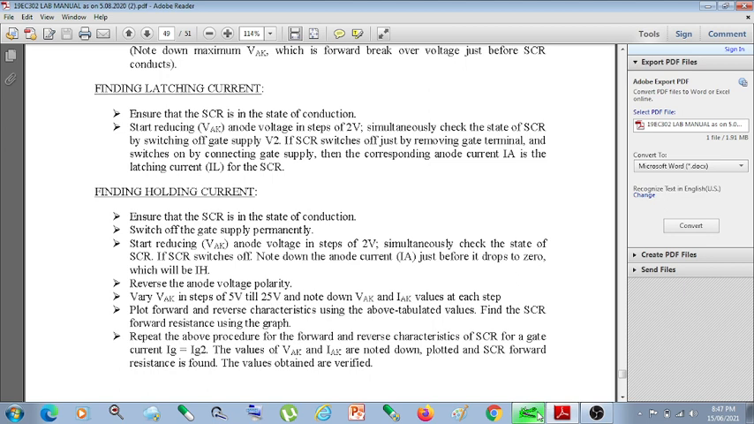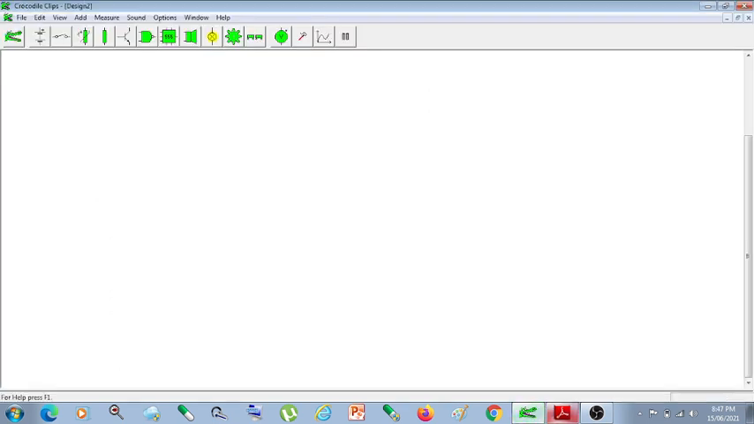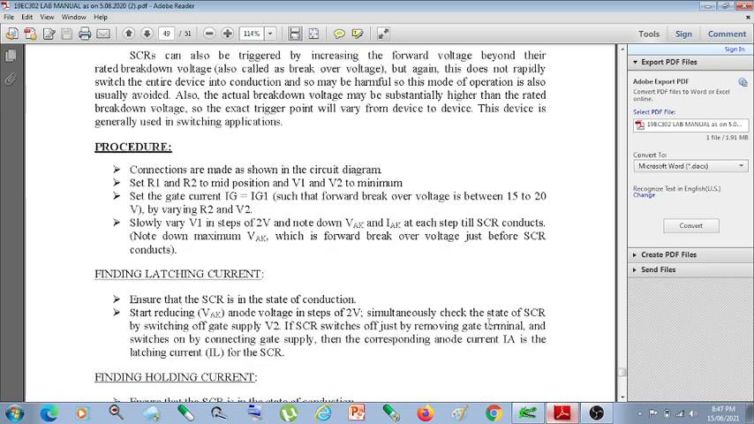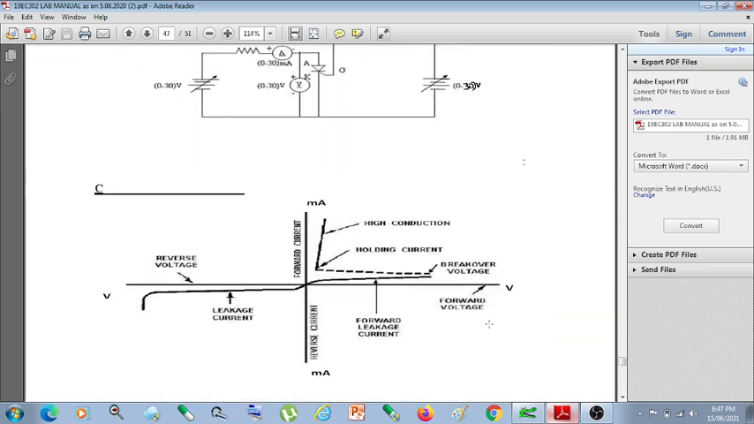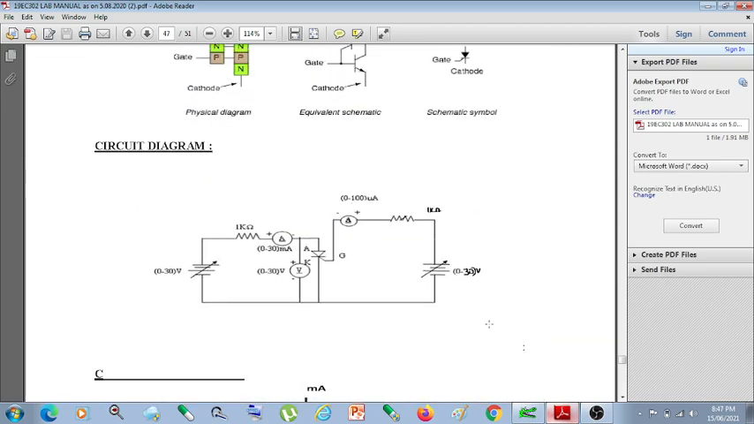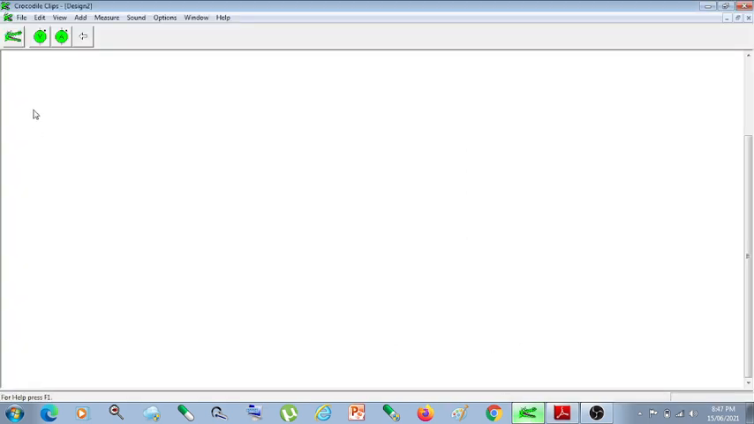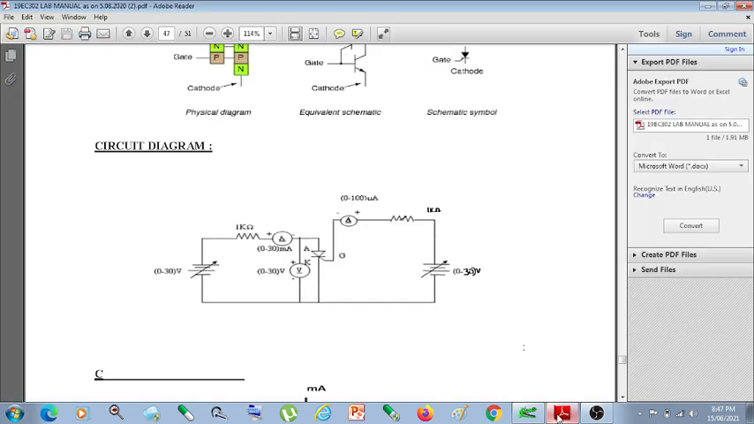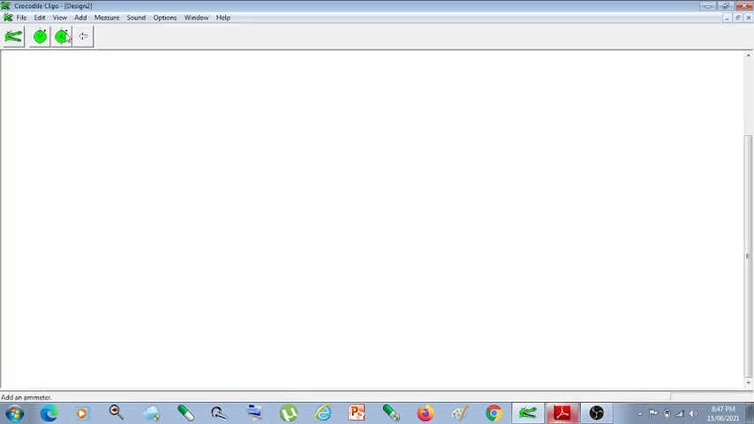Now we go for the crocodile clip. Here we take the ammeter and voltmeters. We take the circuit diagram. In the circuit diagram we see that we have 2 ammeters, 0 to 30. I am taking the 2 ammeters and placing them over here.